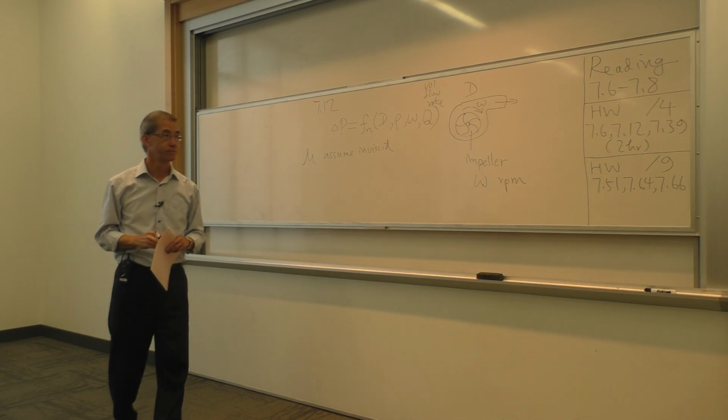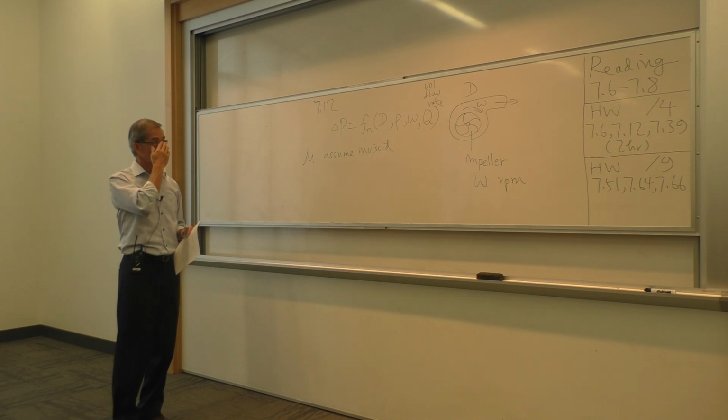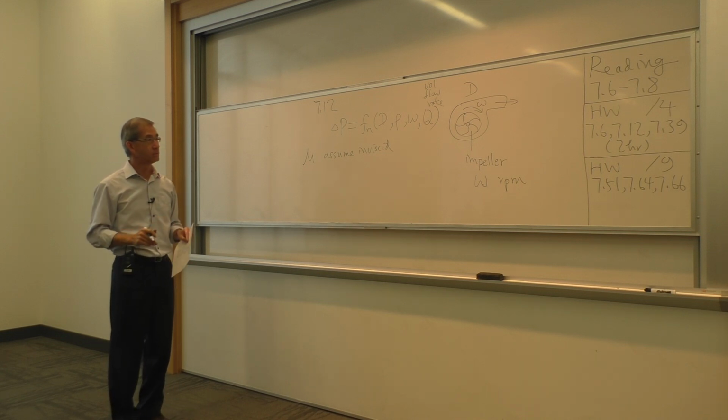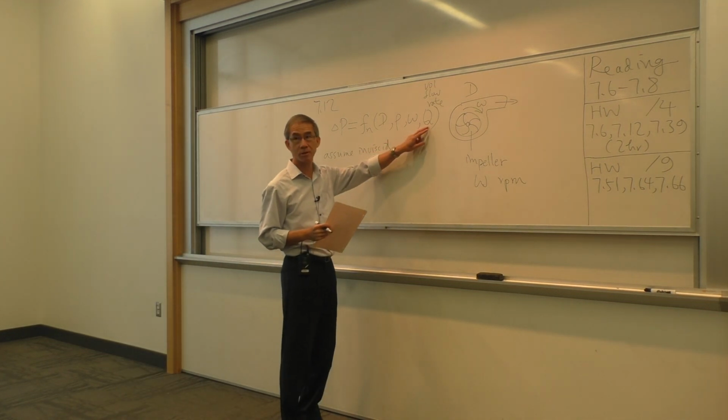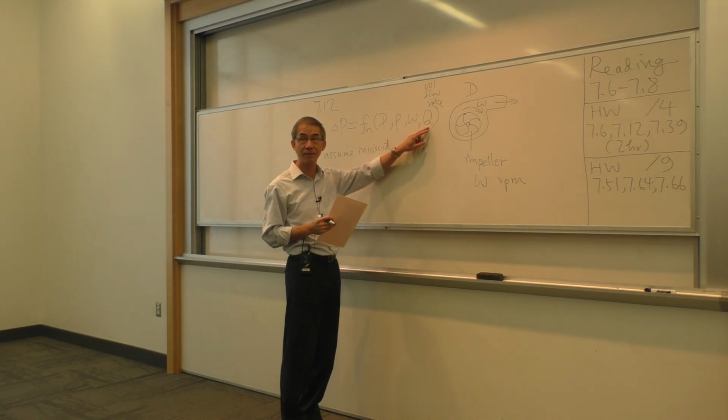Yes? If you have your diameter, why do you need volumetric flow rate and not just velocity coming out? Okay, velocity. So instead of Q, you're suggesting why don't I replace that with some kind of velocity? It will come. That's part of the problem.